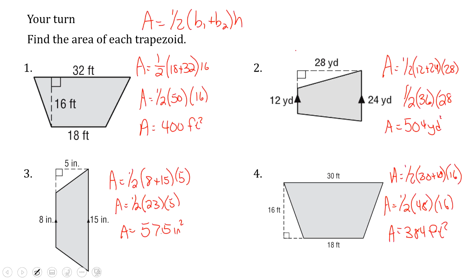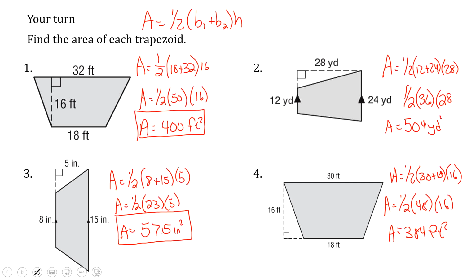Okay, you should have been able to do that. We'll go through now. Number one, you should have got 400 feet squared. Number two, you should have gotten 57.5 inches squared. We add my bases together. Even though they're on the sides of the trapezoid, they're still bases.